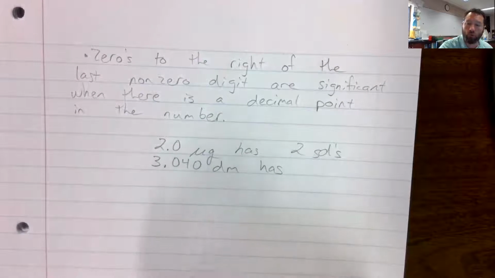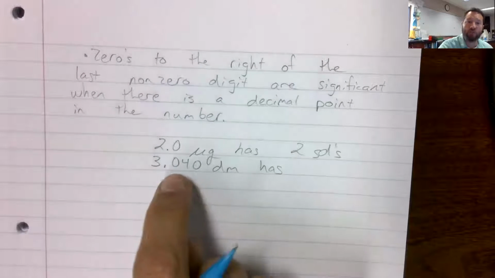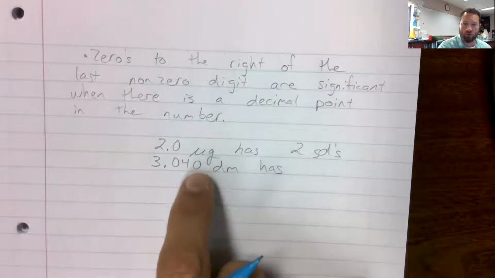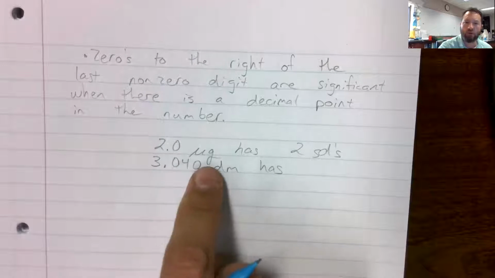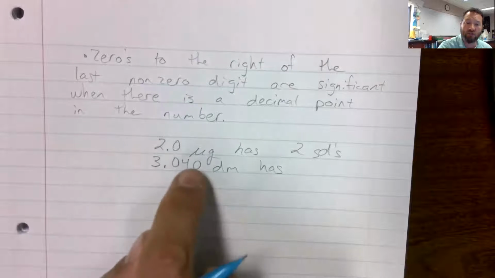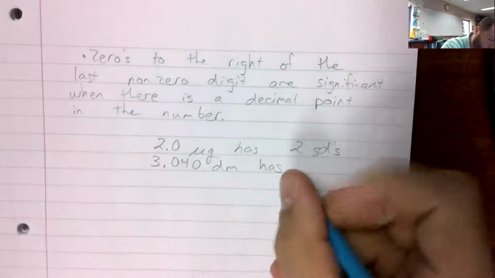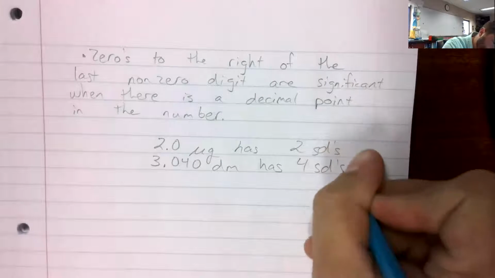0.3040, well, the 3 and the 4, they're both non-zero numbers. There's a sandwiched 0, so we know that counts. There's a trailing 0, a 0 to the right of the last number. It counts because there is a decimal point. So this one has 1, 2, 3, 4 significant digits.